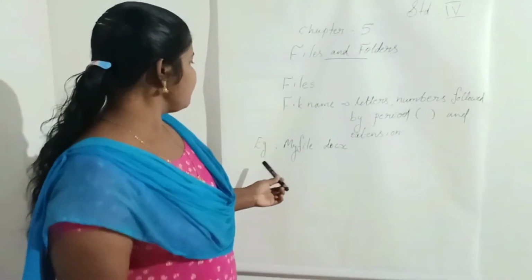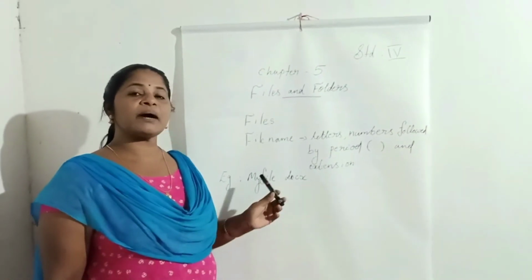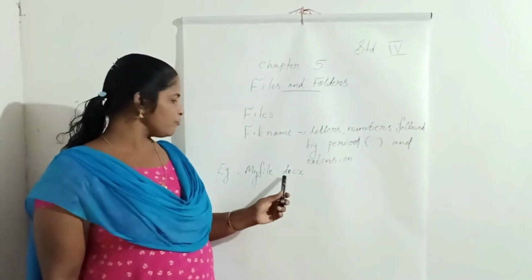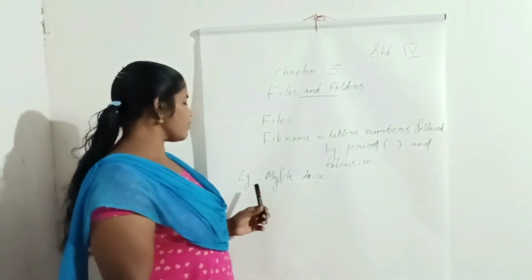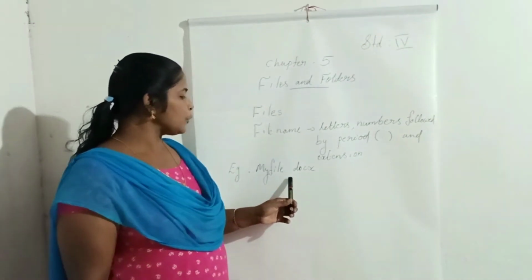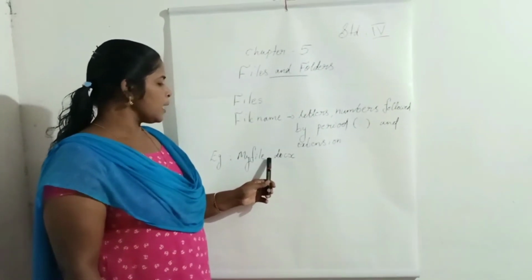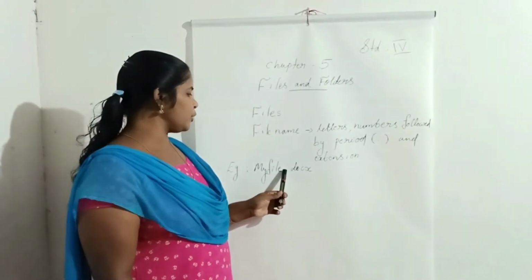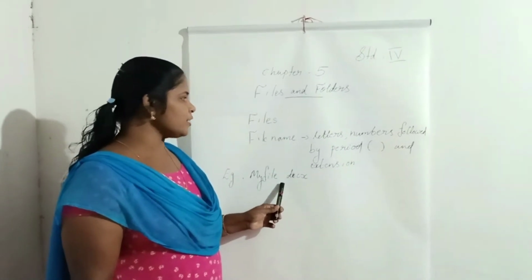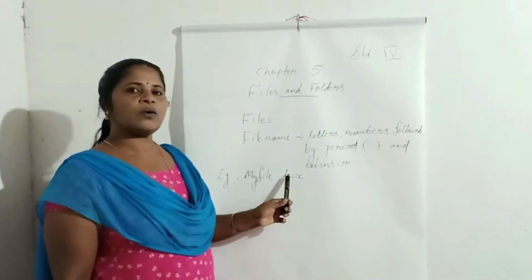For example, myfile.docx. It's a Microsoft Word program file. I prepare one file in Microsoft Word and save it with the name myfile.docx. It is the name of the file, and in between the file name and extension there is one dot. That's a point, and it's called the period. And after the period, one extension.